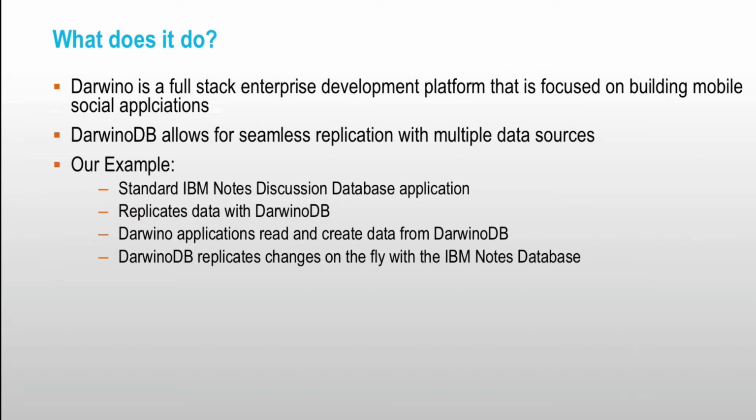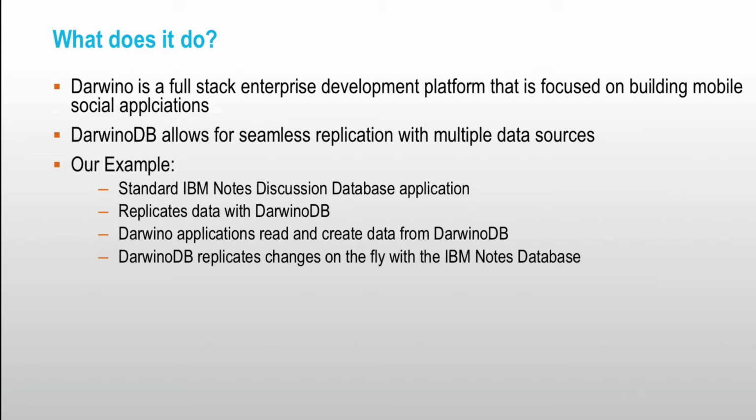This example that we're going to talk about in this video is a standard IBM Notes discussion database. We made no changes to the database. It's going to replicate its data with Darwino DB on the Darwino application server. And then users are going to use Darwino applications to read data from and create data in the Darwino DB. And then Darwino DB will replicate changes on the fly with the IBM Notes database.